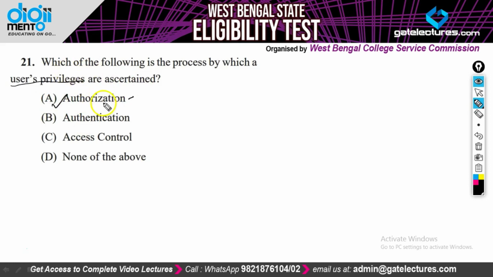Now, what is authentication? It is the process by which a user's identity is checked. Now access control is the process by which the user's access to physical data in an application is limited based on his privileges. So it deals with the privileges given to the user. In authentication we give the ID and password and all these things, and we check on the basis of that. And in authorization, the privileges are ascertained. So option A is clearly right.